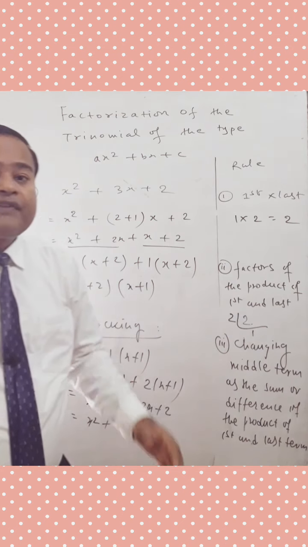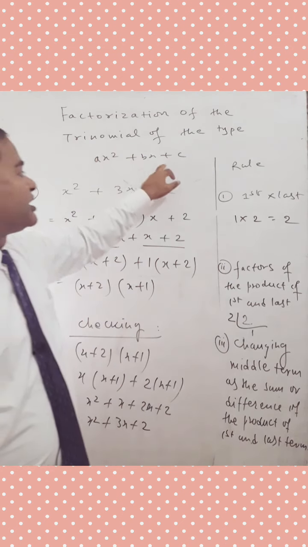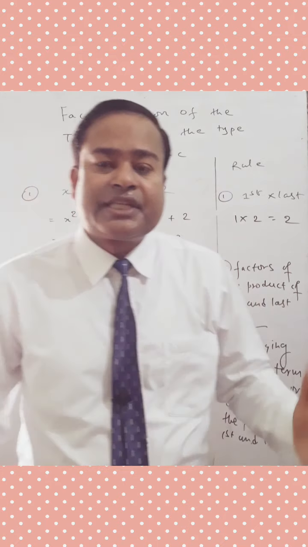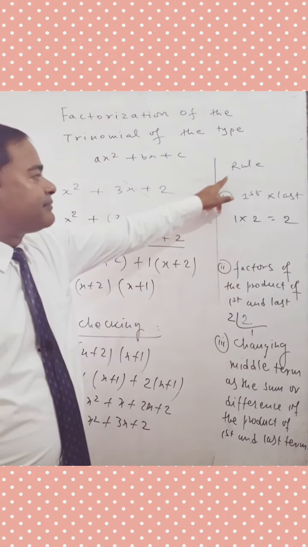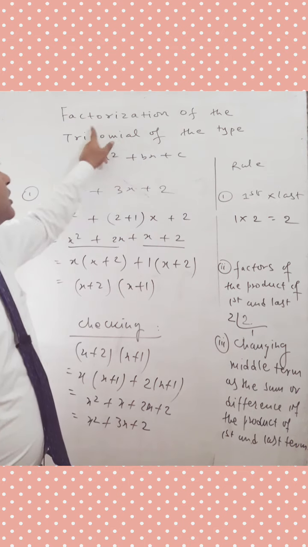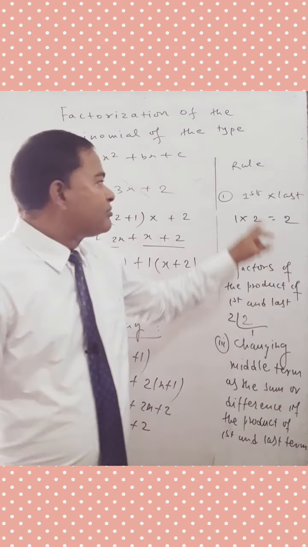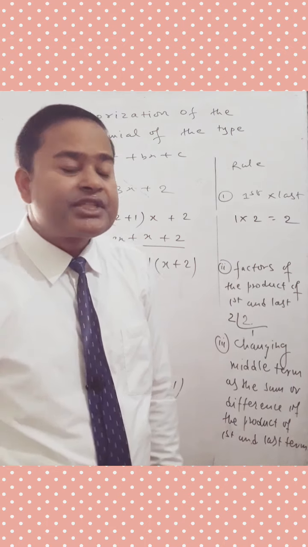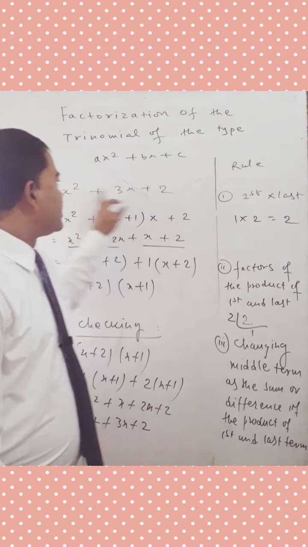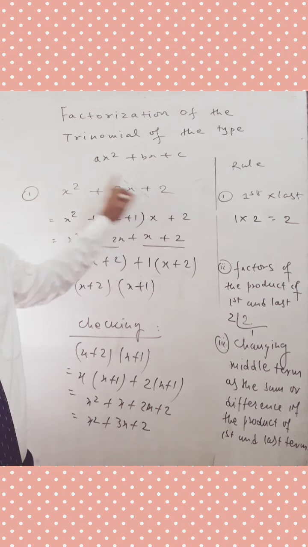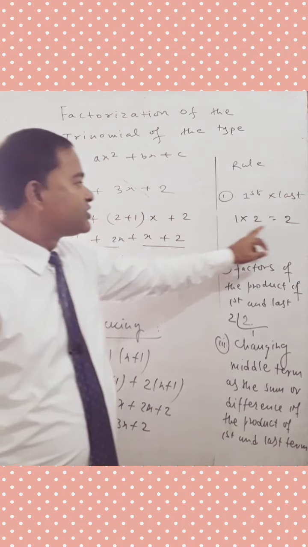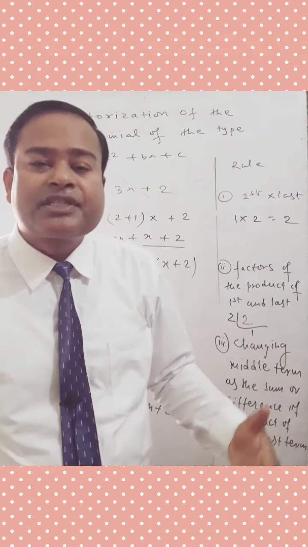factorization rule of the trinomial of the type ax squared plus bx plus c. This means the first step of the factorization of the trinomial of the type ax squared plus bx plus c is multiplying first term and last term. So first we have multiplied 1 and 2. We have taken the coefficient of the first term, that means 1 into 2. So first step, we have to multiply the first term and last term.